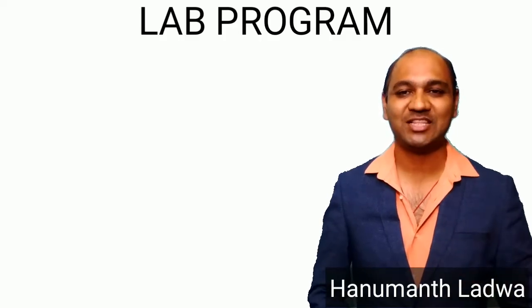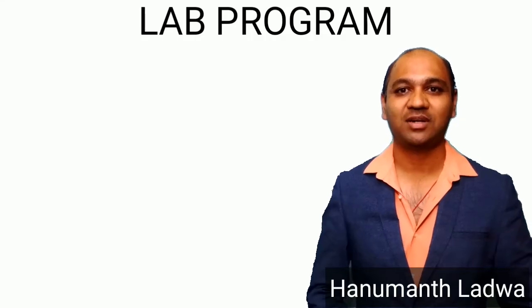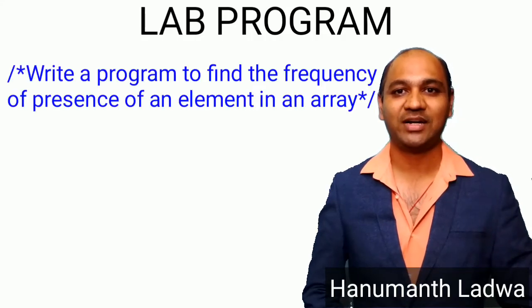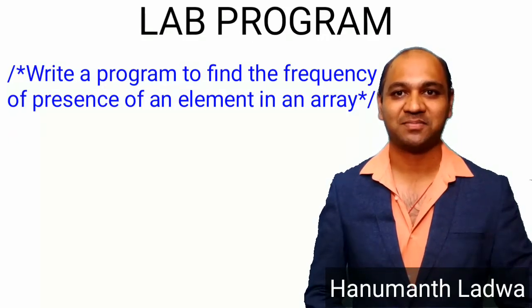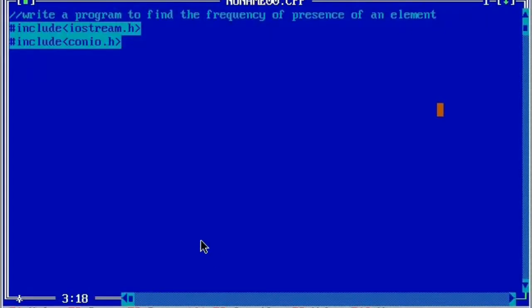Hello my dear students, in this video we are going to study one of the lab programs, that is write a program to find the frequency of presence of an element in an array. Here you can see I've written a single line comment, write a program to find the frequency of presence of an element, and then I've written preprocessor directives #include iostream.h, #include conio.h.